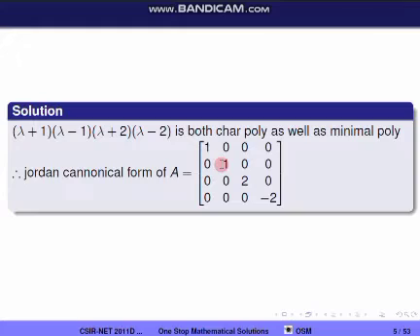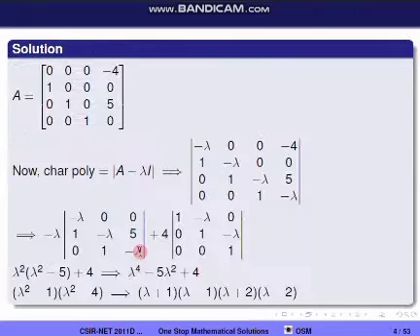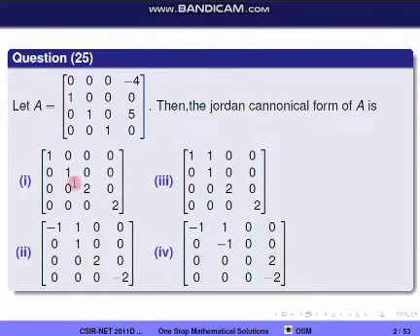So here it is minus 1, actually there's a mistake. So minus 1, 1, 2, minus 2. So this is the Jordan canonical form of A. Now we'll check the correct options. So the correct option is the first one.